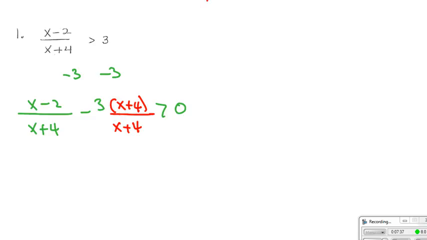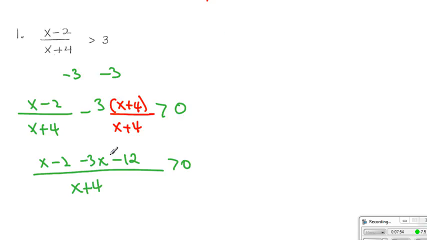Then here we end up getting (x minus 2) all over (x plus 4). But negative 3 times x becomes negative 3x. Negative 3 times 4 becomes minus 12. Has to be greater than 0. Then when you simplify this one will end up being (negative 2x minus 14) over (x plus 4). Has to be greater than 0.